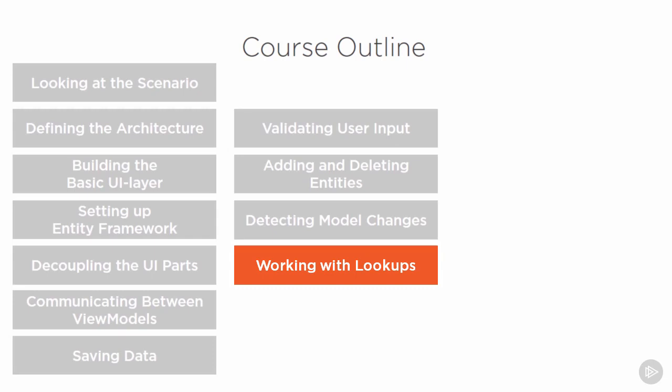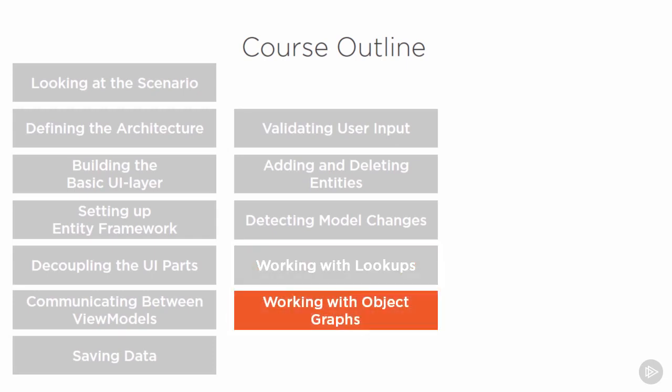After you know how to work with lookups, you also learn how to work with object graphs. Again, you will extend the friend entity so that it has a collection of phone numbers. And you want to store that collection of phone numbers together with the friend entity. When you have implemented this, the functionality on the friend detail view is complete.